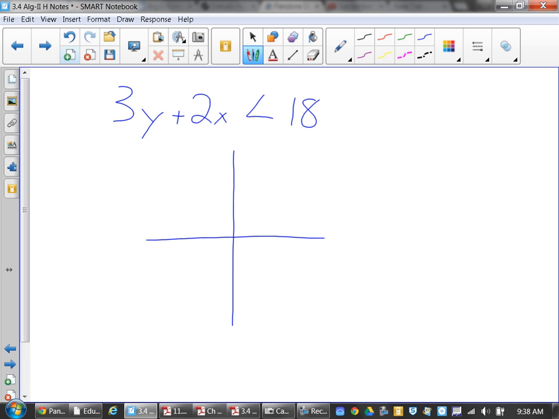What's your x-intercept? 9. What's your y-intercept? 6. Now it's a less than problem, so when I connect those, it's going to be a solid or a dotted line. It's dotted. Remember that?